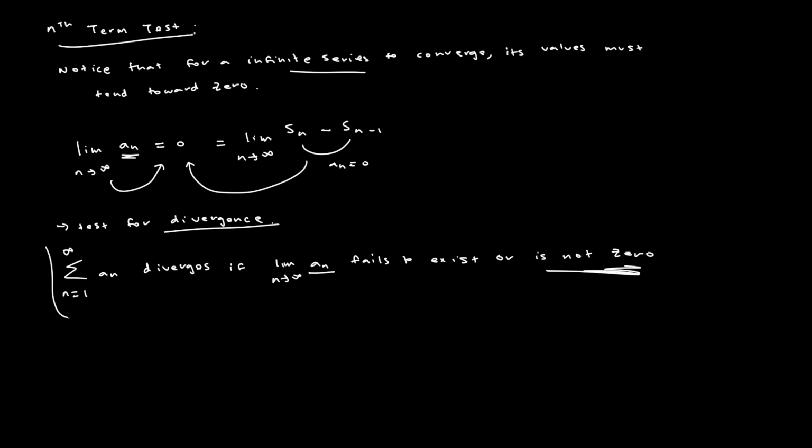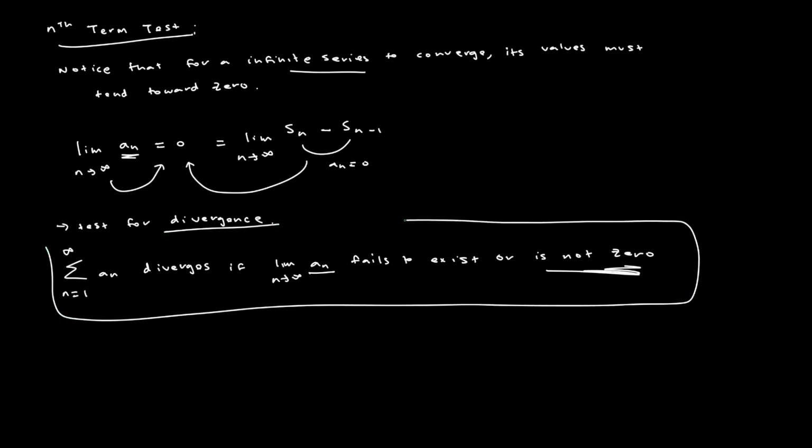So this nth term test basically is a test that if you fail the test, so if either the limit fails to exist or if it's not 0, then you can conclude that the series diverges. But if it does pass the test, then we know there's a possibility that the series converges. So this doesn't tell you for sure that the series will converge, and in order to do that you need to do more tests. But let's use this nth term test as a first example.